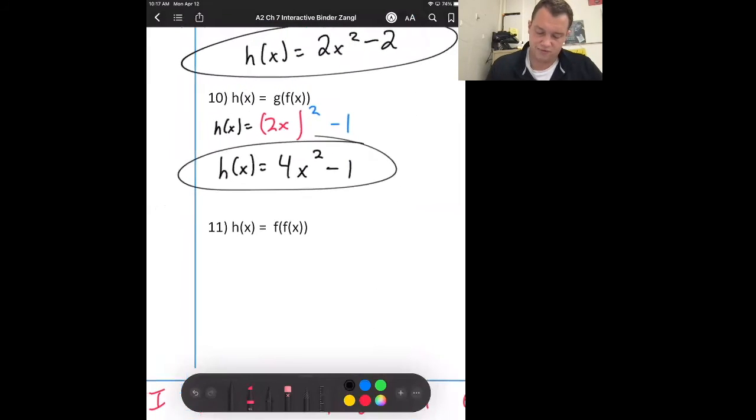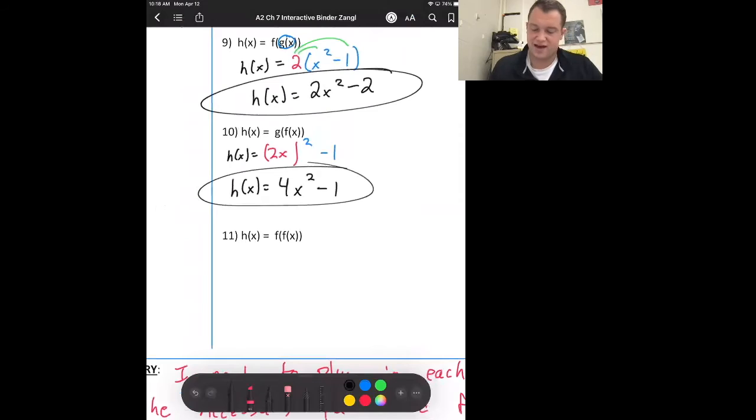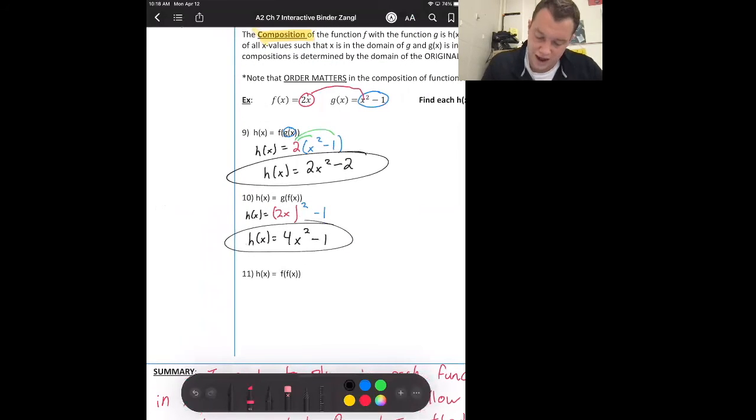All right, last problem for today. It says h of x equals f of f of x. So now my f of x is going to take the place of my x value in the f of x. So this is a lot just like substitution here. So I'm still going to have my h of x, and it'll be equal to, I've got that 2, but now my x is replaced with 2x. So 2 times 2x is just going to get me 4x.